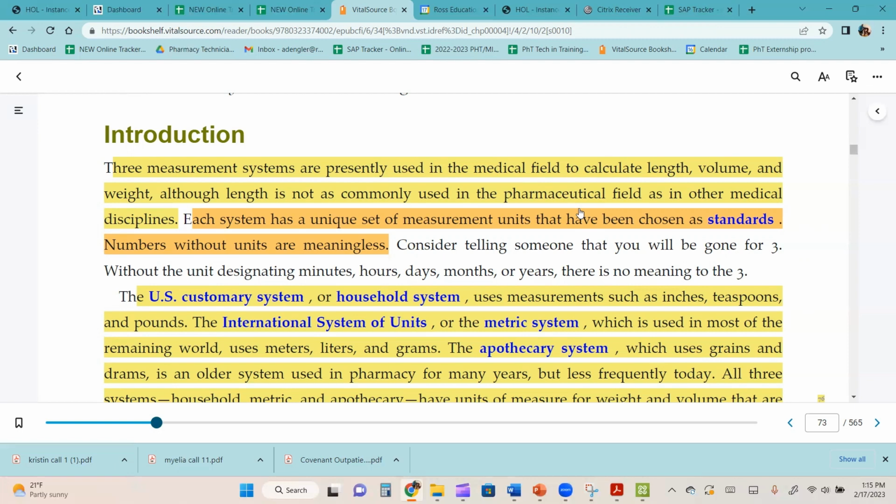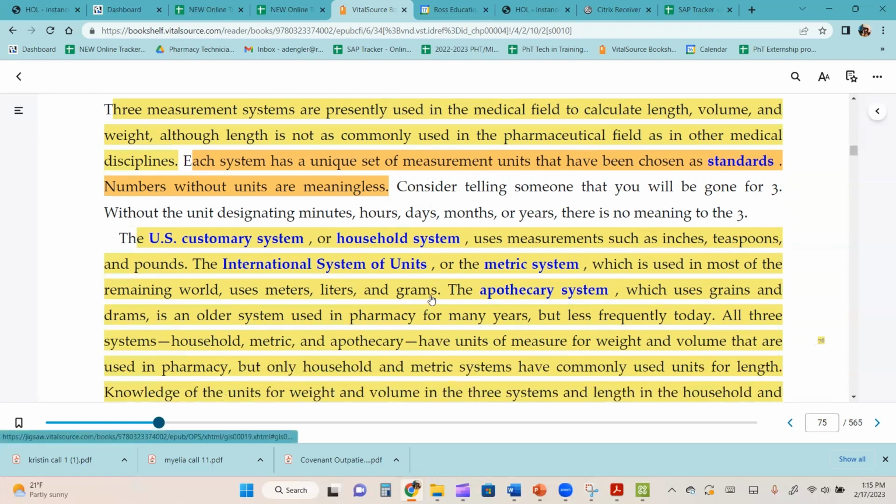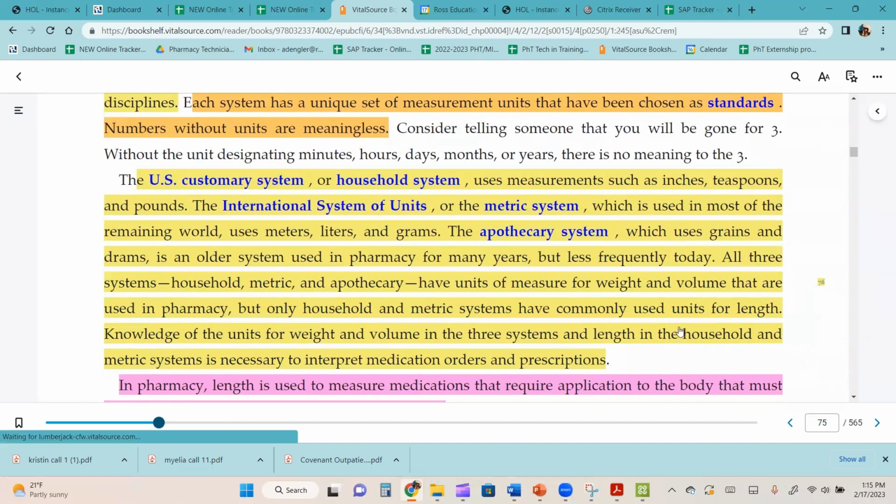The apothecary system, which uses grains and drams, is an older system used in pharmacy for many years, but less frequently today. So all three of those are used in the pharmacy. They have units of measurement for weight and volume that are used in pharmacy, but only household and metric systems have commonly used units for length. So there's no length in the apothecary system because, again, we don't use length very much in pharmacy, and that was developed a very long time ago.